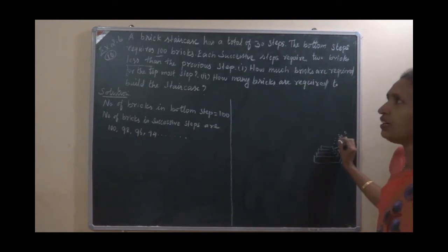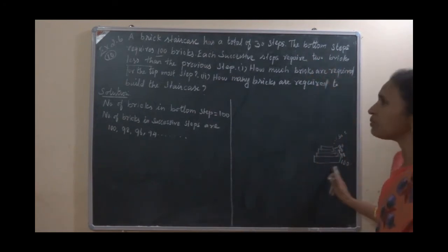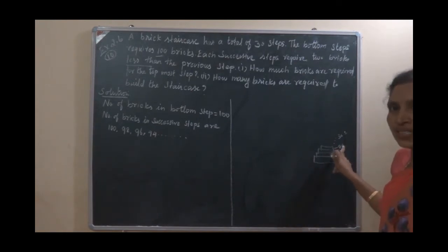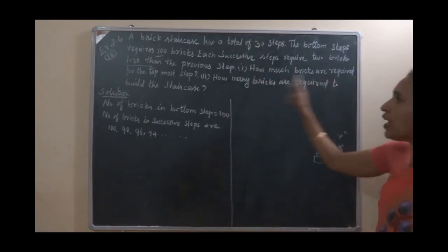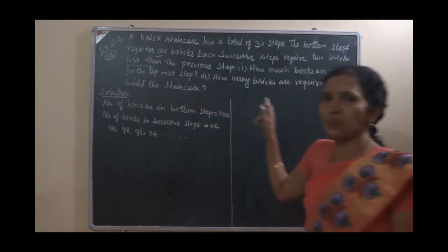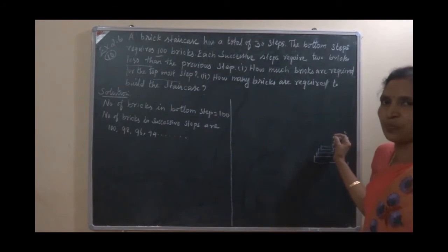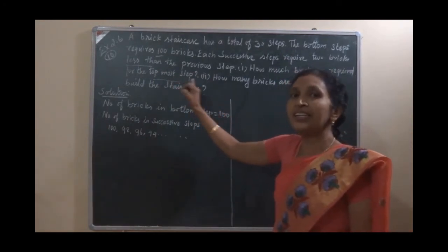Do you understand this question? A brick staircase has a total of 30 steps. The bottom step is 100 bricks. Each successive step requires 2 bricks less than the previous step. So 100, 98, 96, 94, like that it is coming. Then the question is, how many bricks are required for the topmost step? Topmost step is the 30th step.